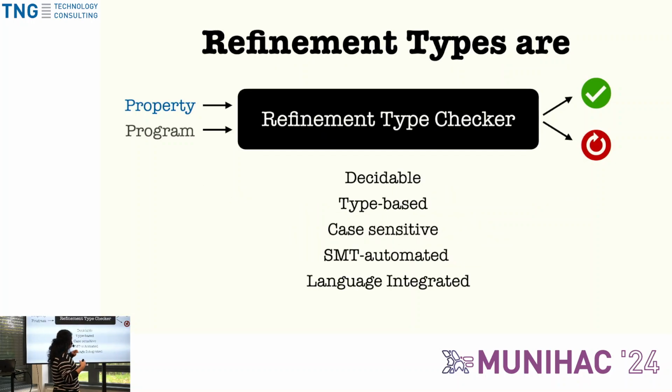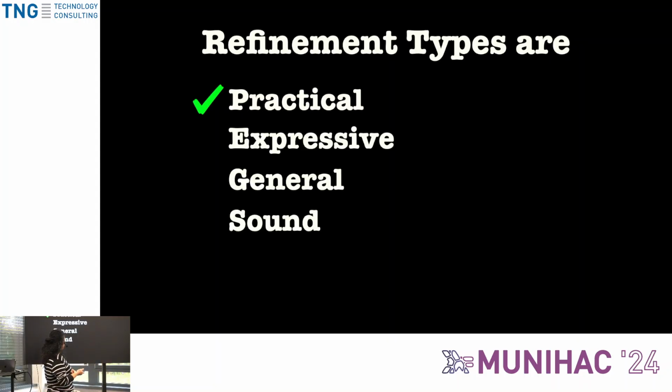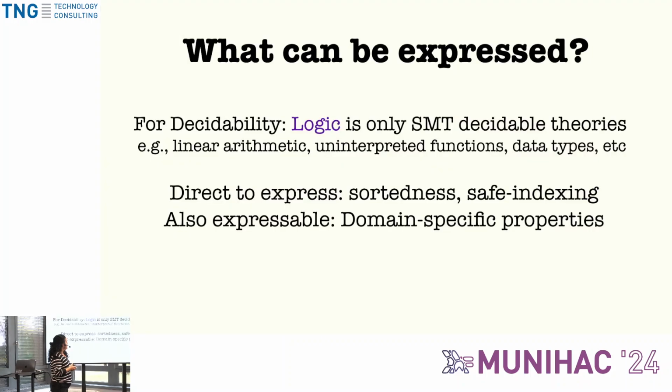And these are very important, and these are some features of refinement types that are there by design. They are designed to be practical. And in the rest of this time, I'm going to describe some other features of refinement types, which are whether they are expressive, whether they are general, and whether they are sound. Okay, let's talk about expressiveness.